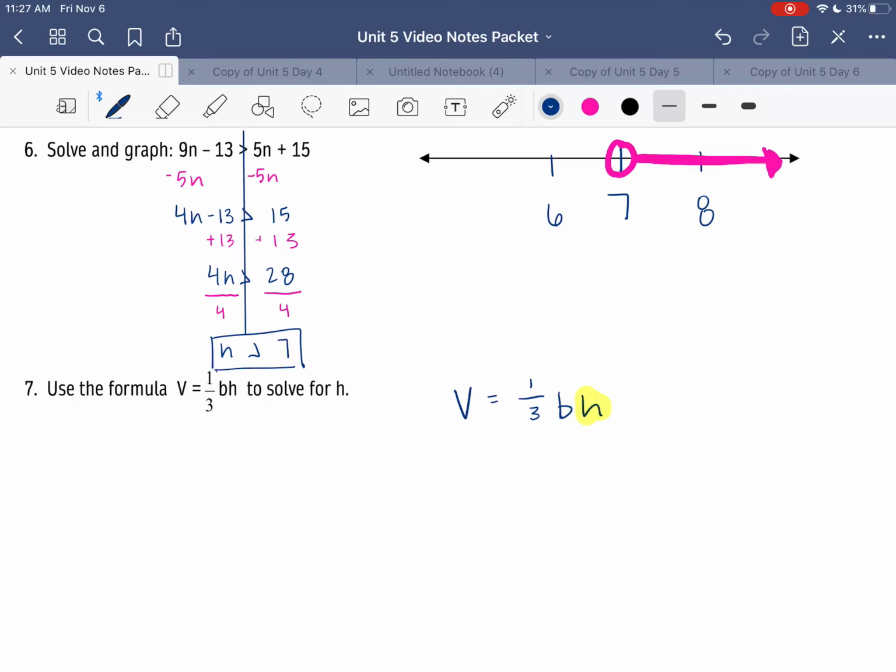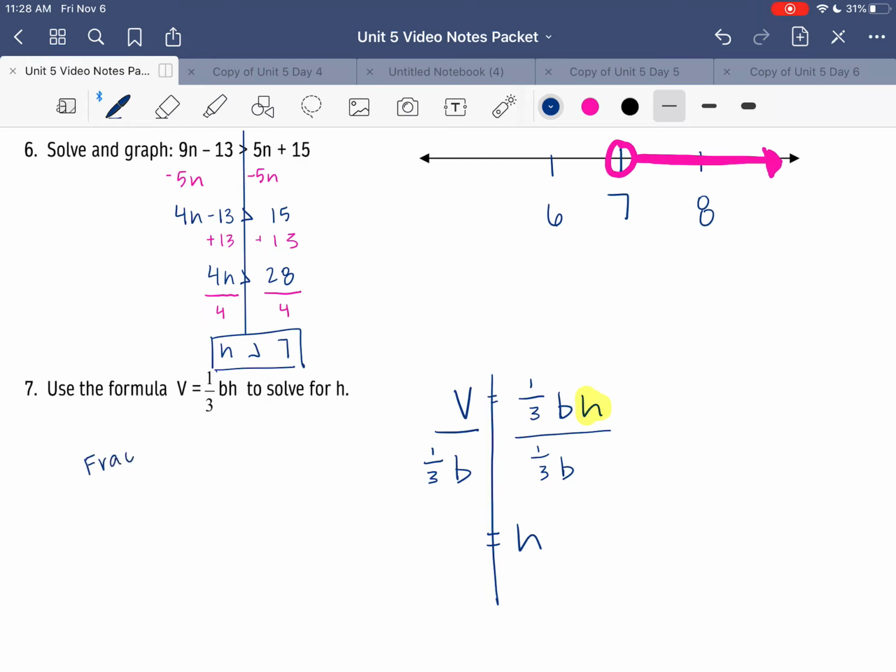So to isolate that H, remember 1/3 BH means everything's being multiplied together. So I'm going to divide, let me put my line down the middle. I'm going to divide by 1/3 B, everything that I want to move. Do the same thing over here. And now we could actually leave this answer that way. However, remember that dividing by a fraction, we flip that fraction and then we multiply. So I'll make a little note of that.